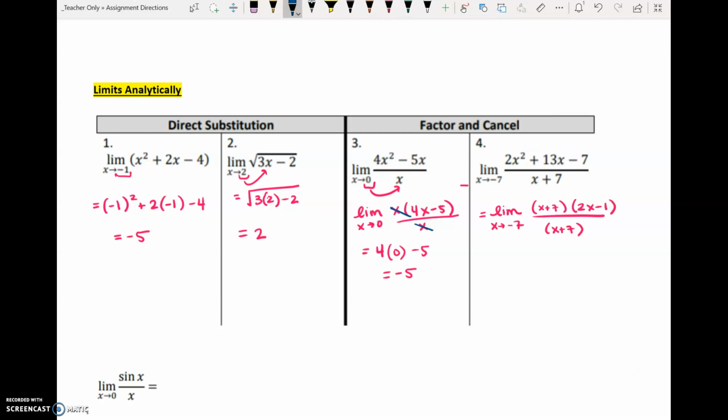And now I can divide x plus 7 divided by x plus 7. And that leaves us with 2 times negative 7 minus 1, which is negative 15.